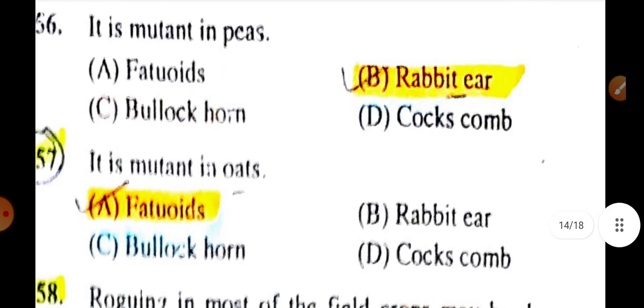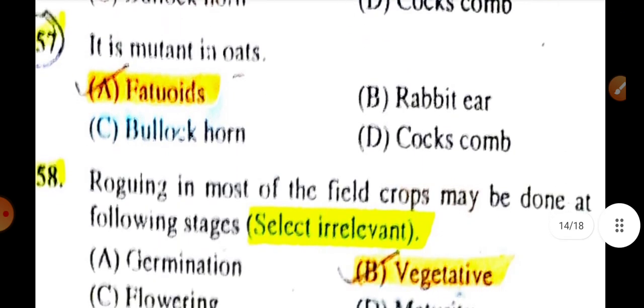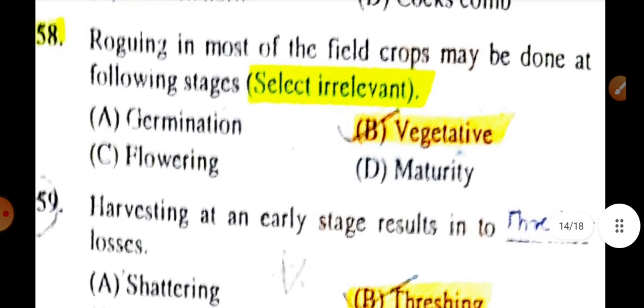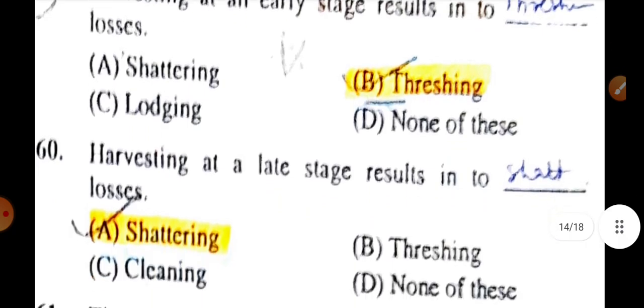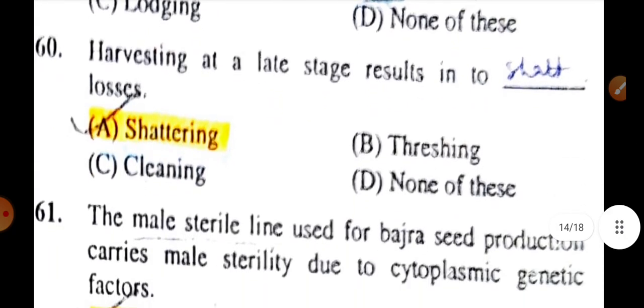It is a mutant. Pea's is rabbit ear. Oat's is fatuoids. Rogueing in most of the field crops may be done at the following stages: germination, flowering and maturity, not in the vegetative phase. Harvesting at an early stage results in threshing loss, harvesting at a late stage results in shattering loss.